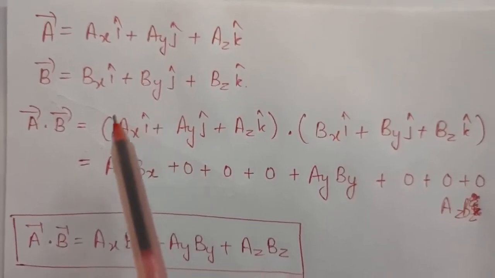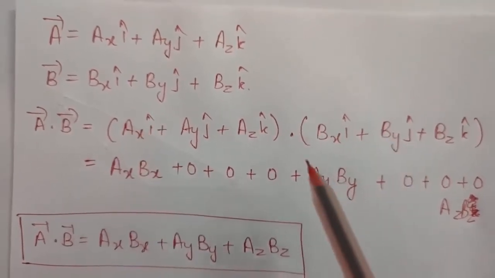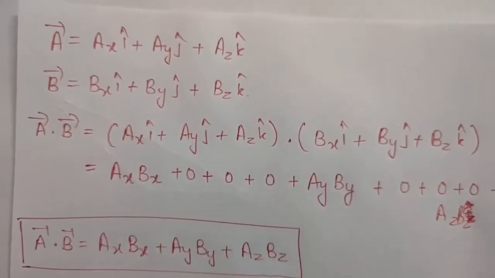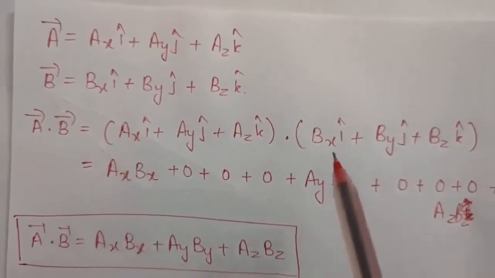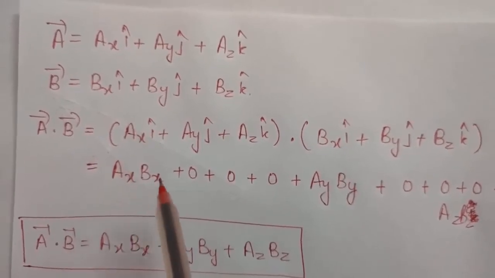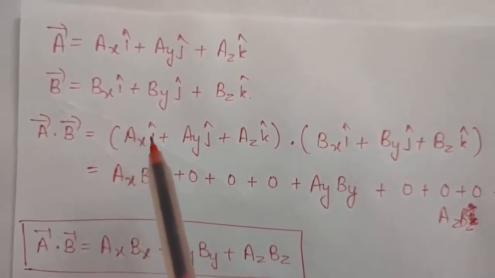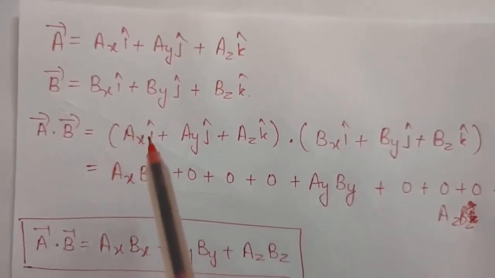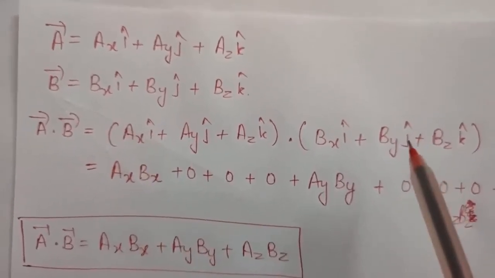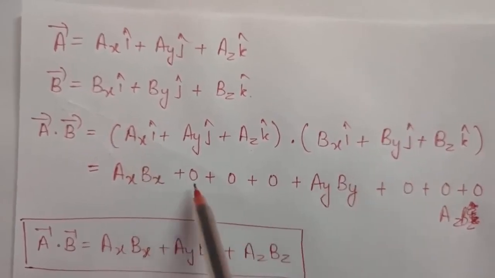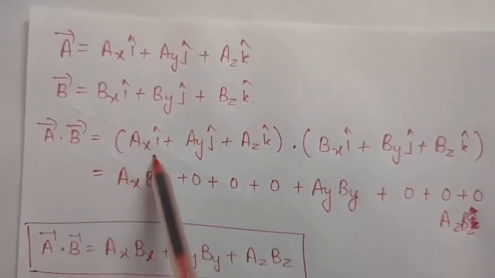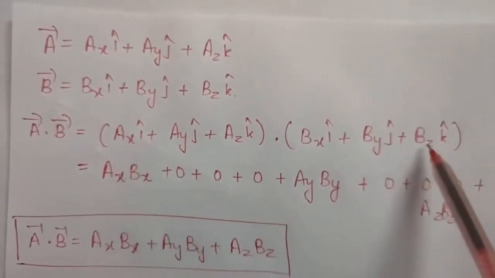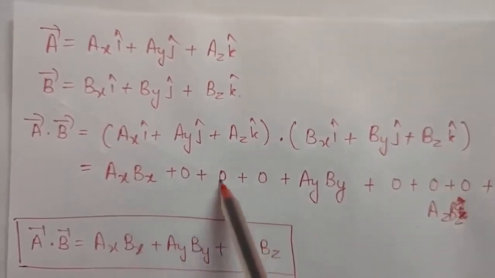See, AX i cap dot BX i cap. Now you know i dot i is 1, so we will be left with AX BX. Now AX i cap dot BY j cap. As you know, i dot j is 0, so this answer will come to be 0. Again AX i cap dot BZ k cap. Again i dot k is 0, so this will also be 0.